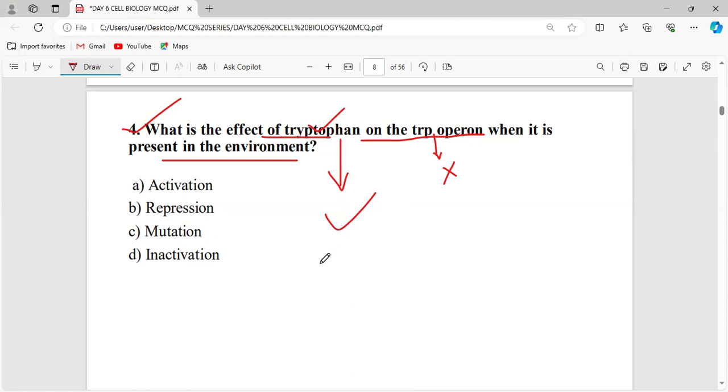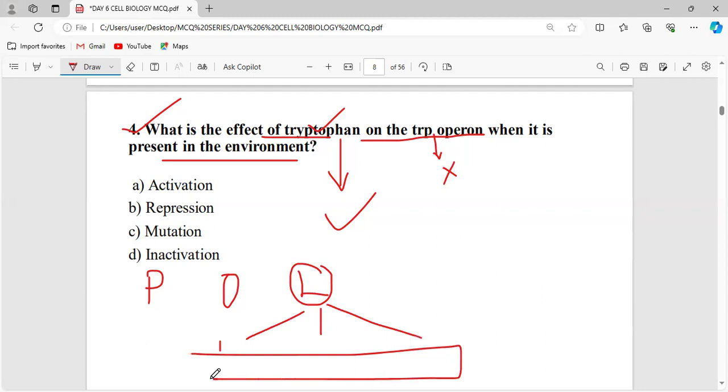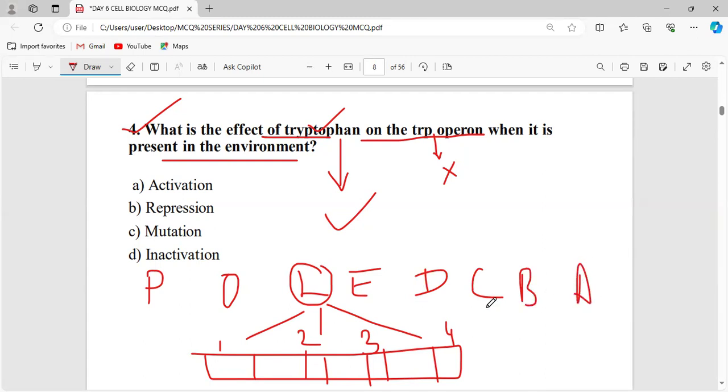And how will this tryptophan operon look? Here will be the promoter, and here will be the operator, and the leader sequence will be there, and the leader sequence is considered the regulatory area where we can find different scenarios. In the leader sequence we have different portions, and trpE will be there, and trpD, trpC, trpB, and trpA. These are all the structural genes.